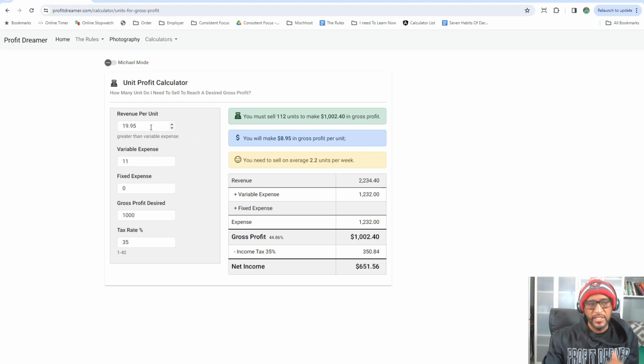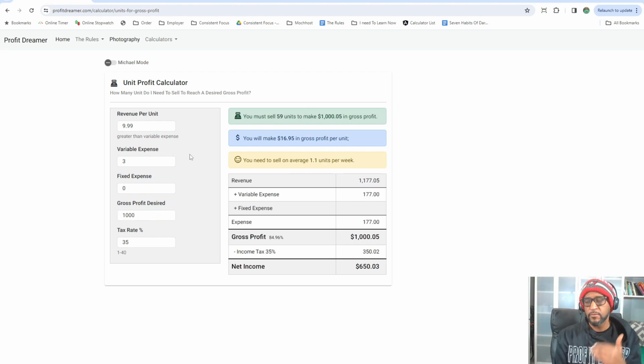So what I do with this is I'm selling my stuff online, and I have an item that I sell for $9.99. It costs me about $3. I'm not going to put any fixed expense. I'd like to make $1,000. So I know I need to sell 59 of those.